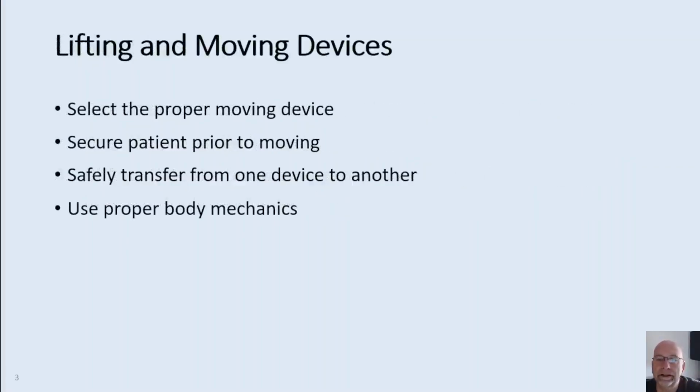On a typical EMS call, the patient may need to be moved several times. If the patient is located in an area that is not accessible using an ambulance stretcher, a proper device to get the patient to the stretcher will need to be utilized. Once the patient is brought to the stretcher, they will need to be transferred onto the stretcher and secured for transport in the ambulance. Once the patient arrives at the hospital, they will need to be transferred from the ambulance stretcher to the hospital stretcher.